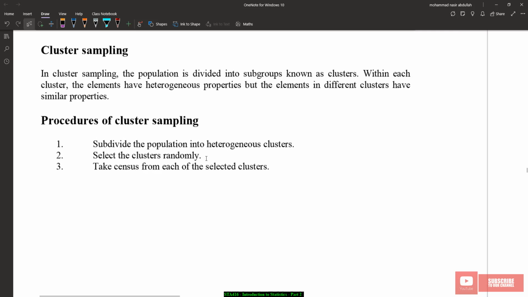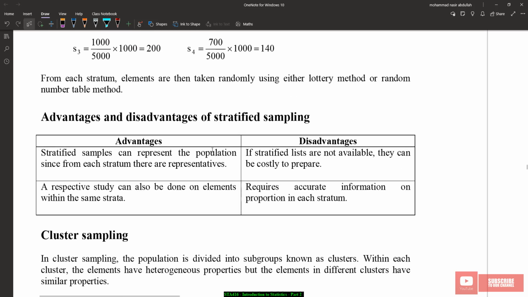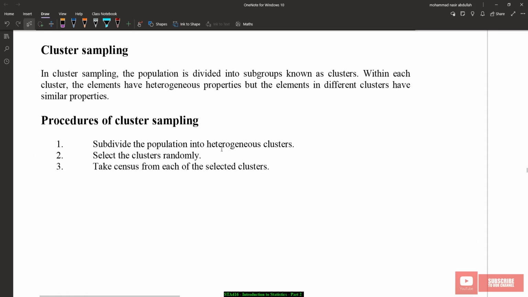So now let's look at cluster sampling. Cluster sampling, right? This is similar to the stratified sampling method. In cluster sampling, the population is divided into subgroups known as clusters. Earlier in stratified sampling, we divided the population into subgroups known as strata. For cluster sampling, we divide into subgroups known as clusters. The concept is the same. From the whole population, we divide into groups. Only the name of the group here we call cluster, in stratified we call strata.